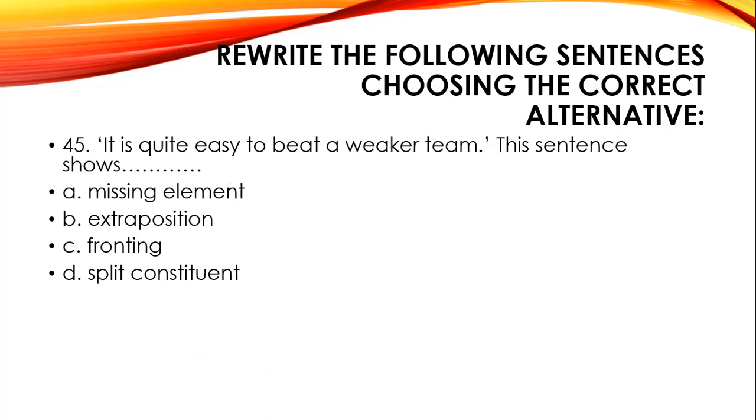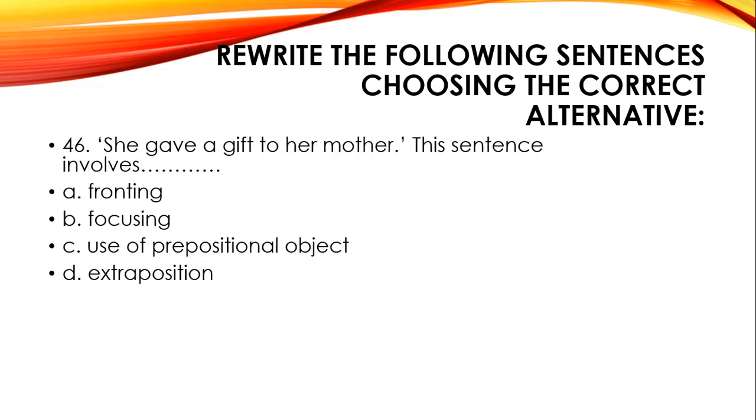It is quite easy to beat a weaker team. This sentence shows option A, missing element, option B, extraposition, option C, fronting, option D, split constituent. And the correct answer is option C, fronting. So it is quite easy to beat a weaker team is an example of fronting.